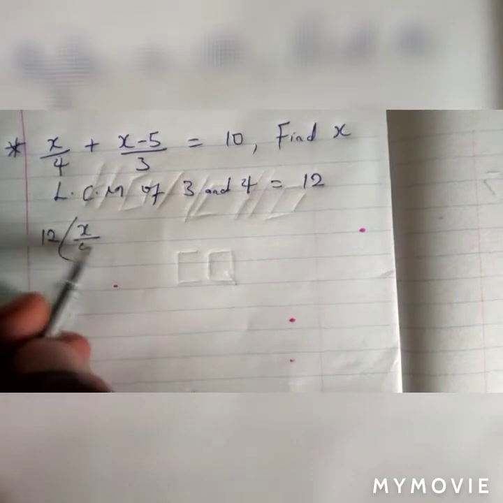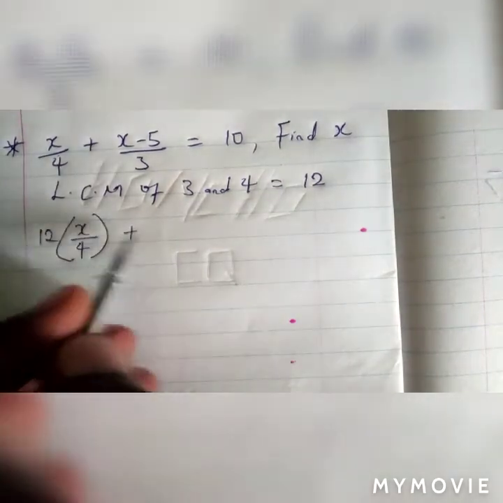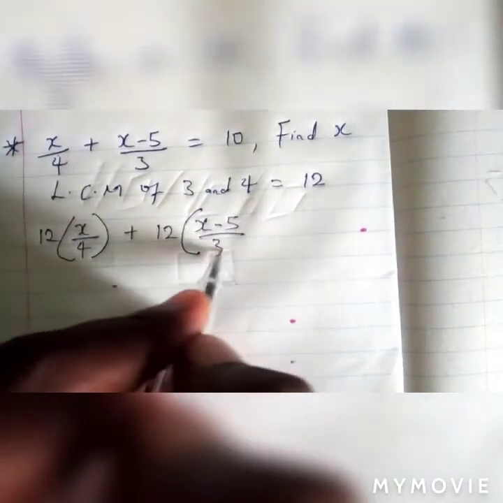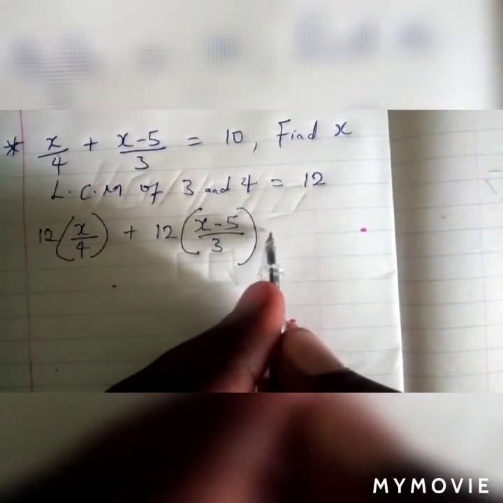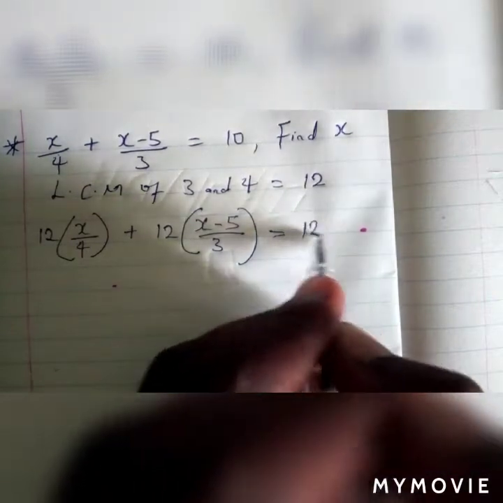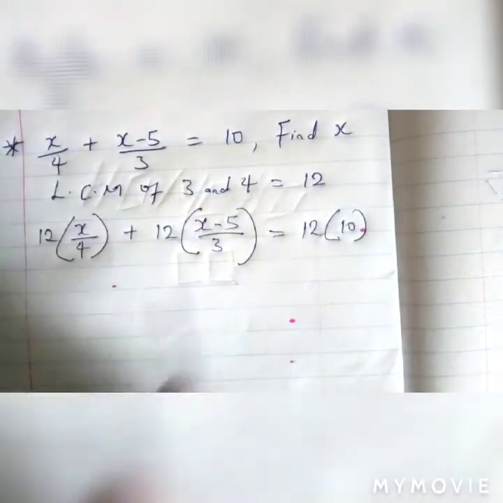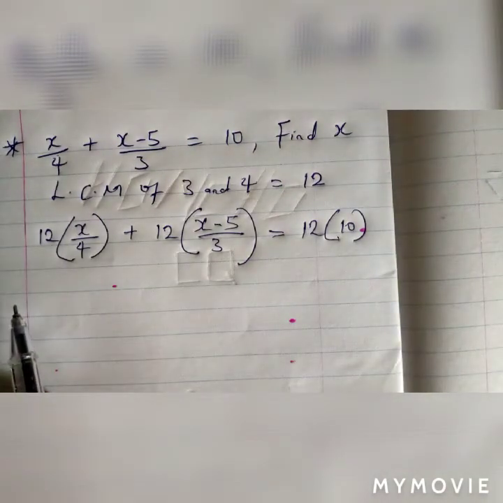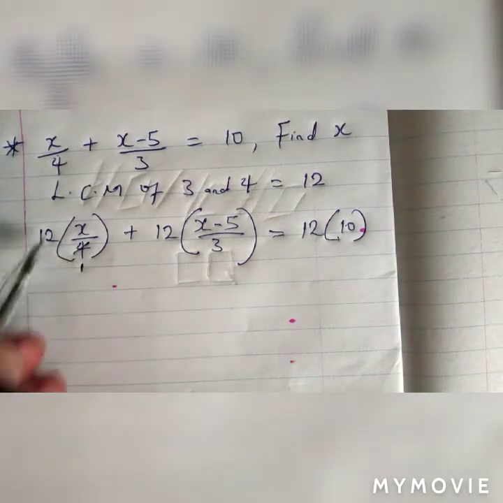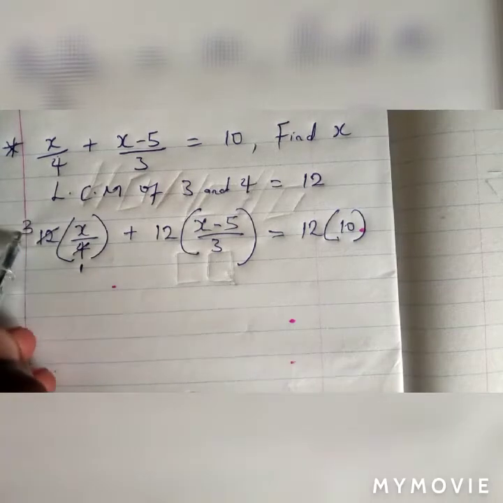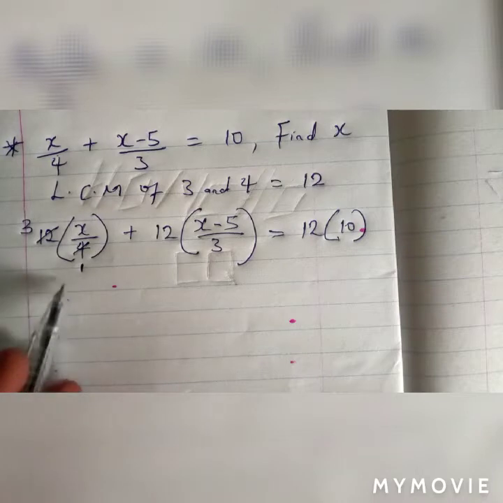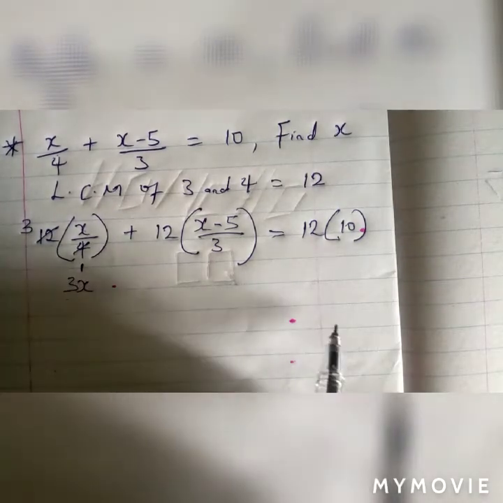We have the fraction x over 4, we multiply it by 12, plus the fraction (x minus 5) all over 3, we still multiply it by 12, equals 10, we also multiply by 12. So we have something like this. Perfect. Now, how do we go about solving? 4 into 12 gives us 3, so we have 3 times x to give us 3x.